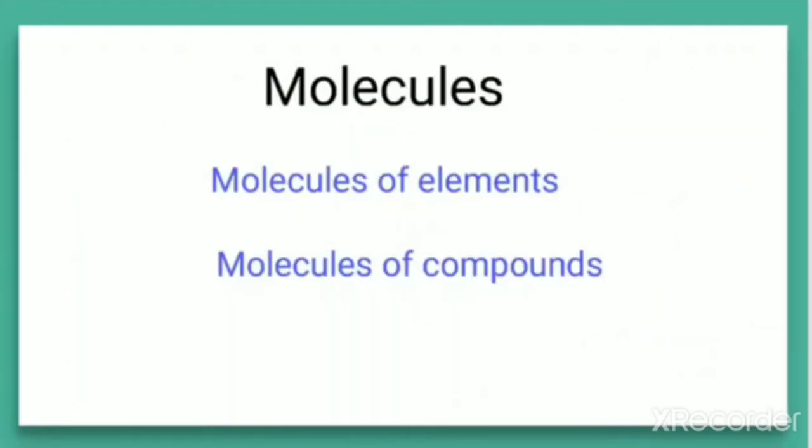Molecules can be classified into two types, that is molecules of elements and molecules of compounds. So let us discuss this. What are molecules of elements and molecules of compounds?